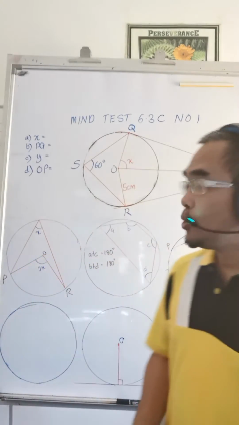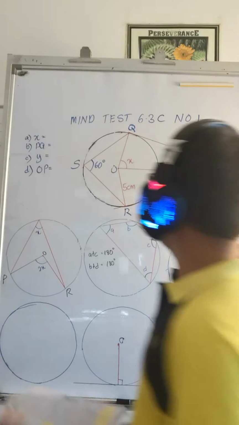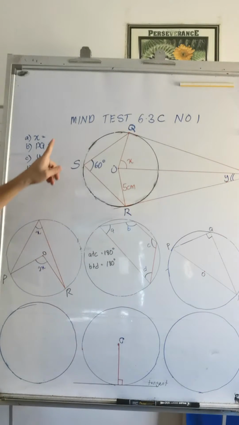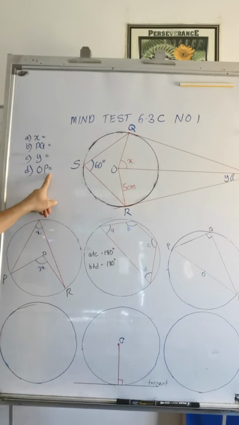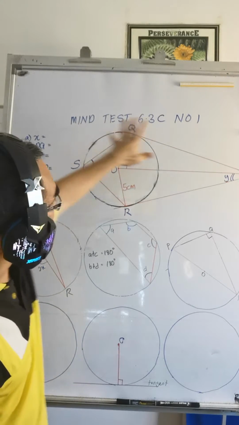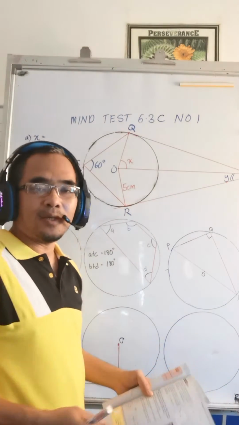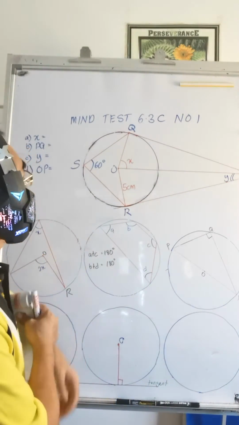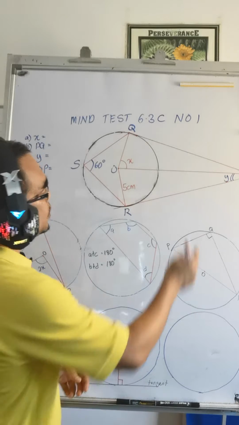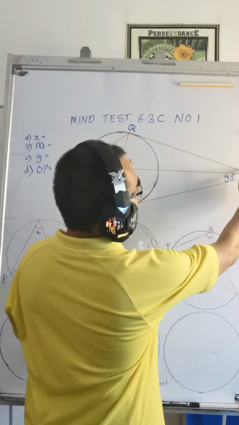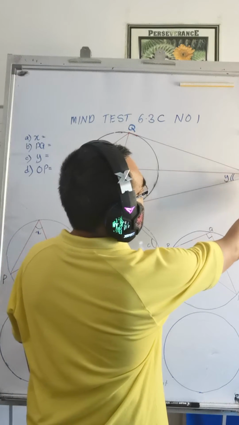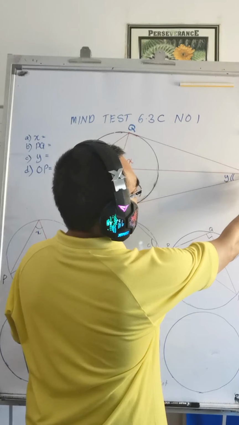We are going to do Mind Test 6.3C at page 155 of the Form 3 textbook. The question is: what is the value of X, the length of PQ, the value of Y, and the length of OP from this drawing? I try to draw this as accurately as possible. I cannot fit P, so P will be somewhere at the end of the whiteboard here.